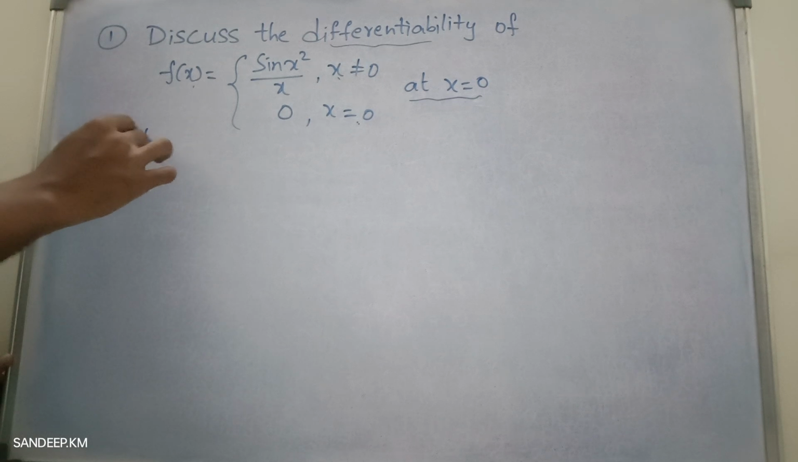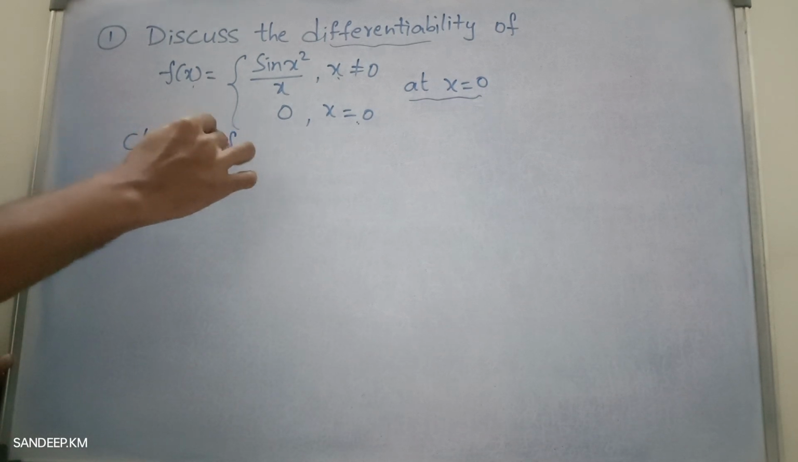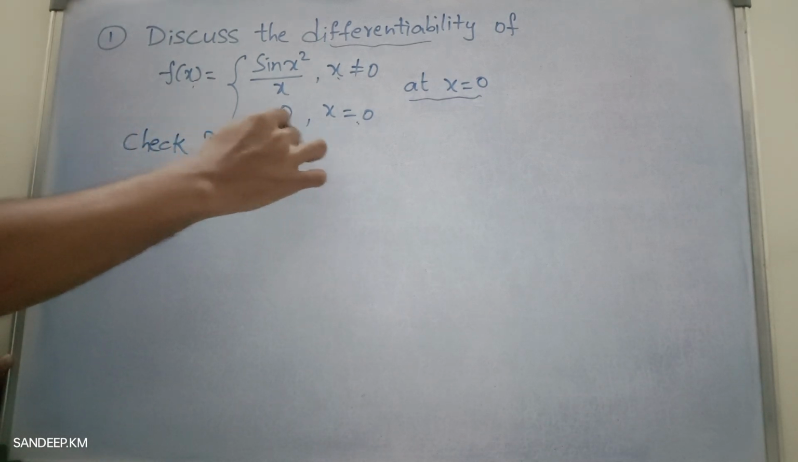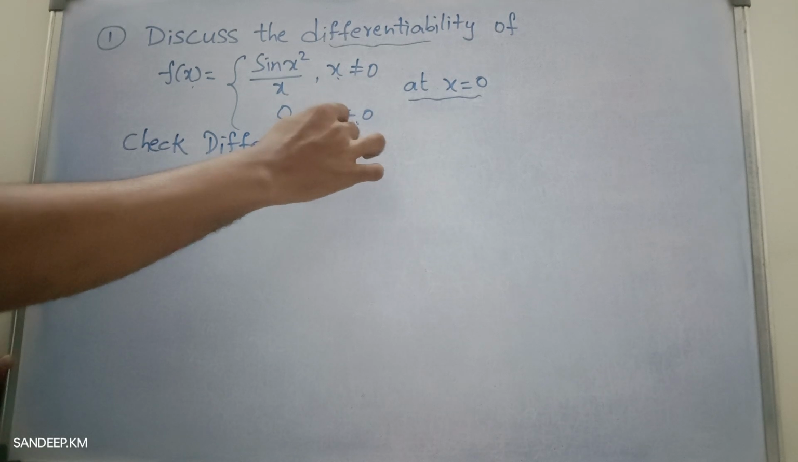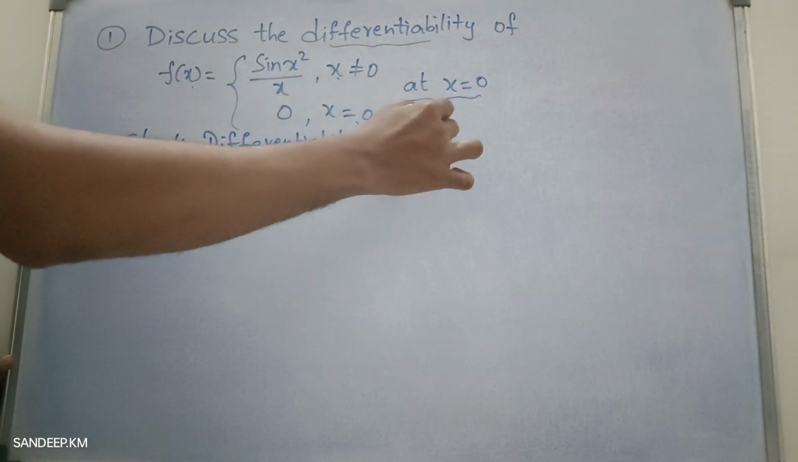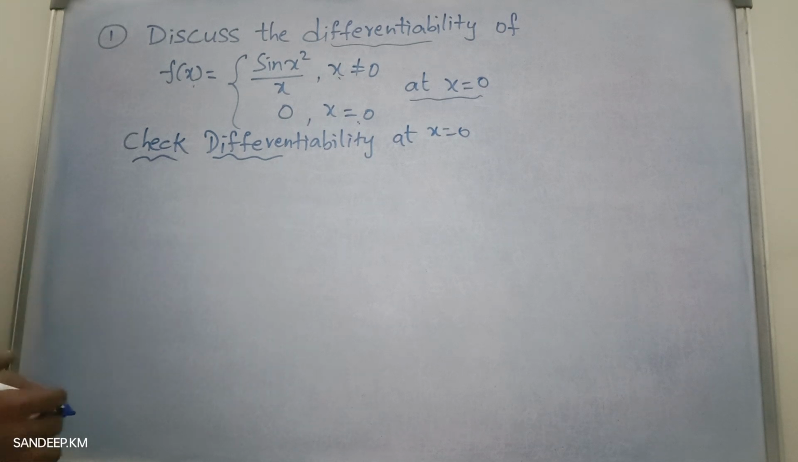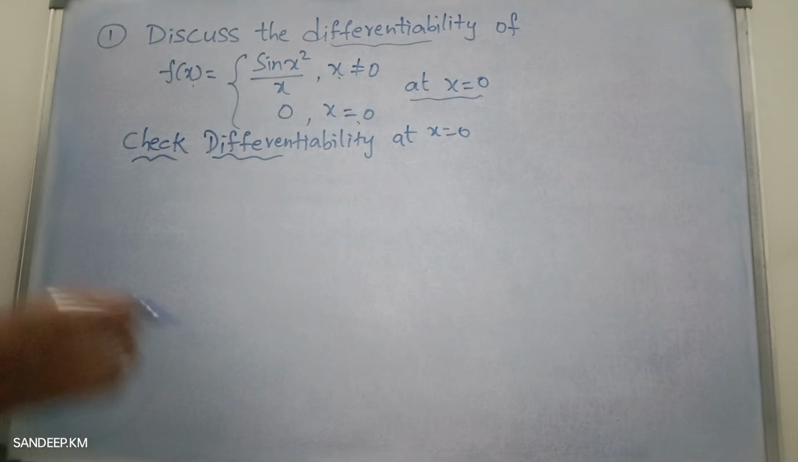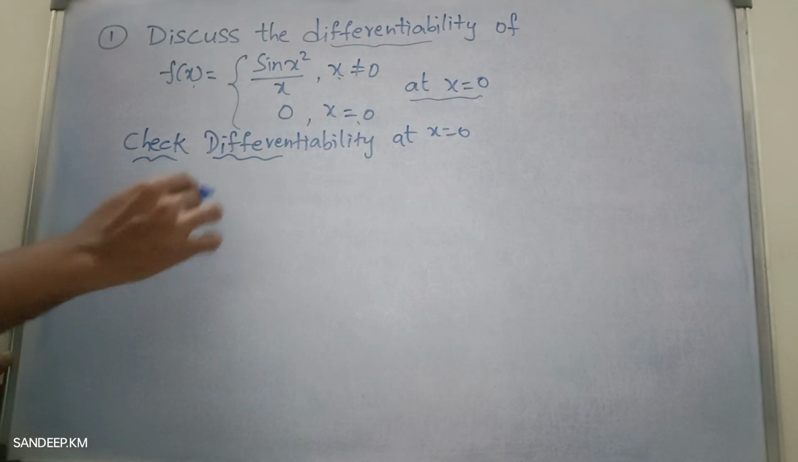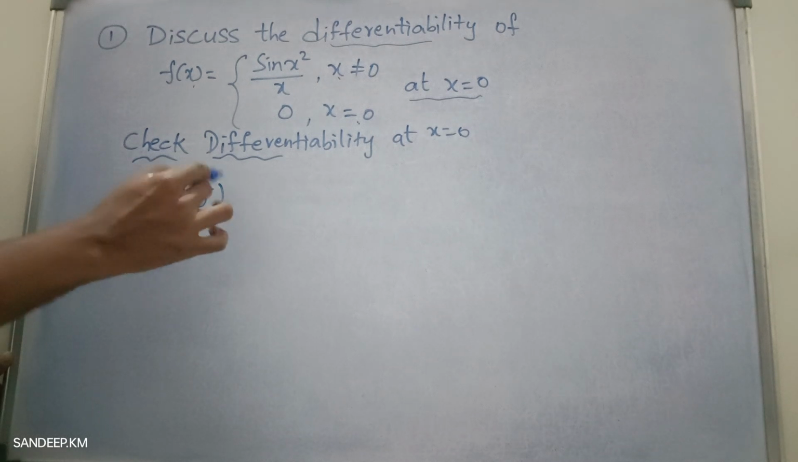So I am going to check the differentiability of the function f of x at x is equal to 0. So already it is continuous. Now let us check the differentiability. First let me find the left hand differentiability, LHD. So LHD is given by f dash of 0 minus.